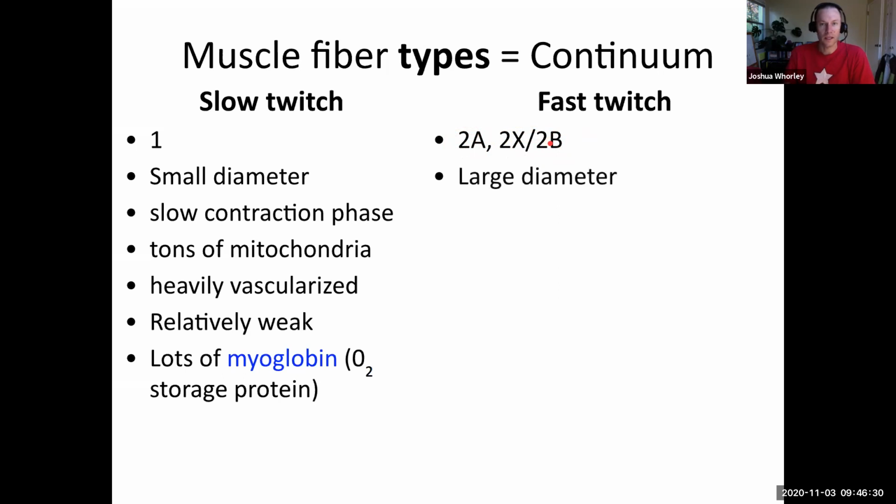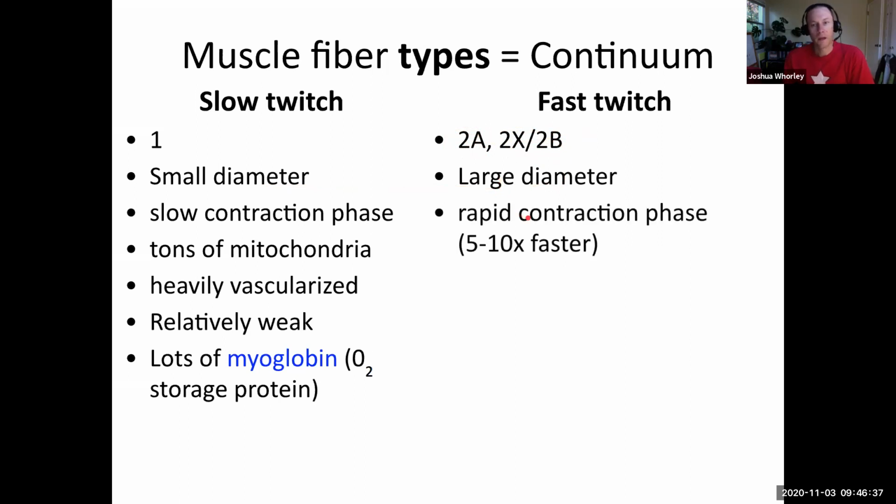So what are these like? These have a large diameter, right? They have a lot of myofibrils and a lot of myosin heads within those myofibrils. They have a fairly rapid contraction phase, about 5 to 10 times faster than slow twitch. So about 5 times faster and about 10 times faster than slow twitch fibers. So they're very good at contracting very quickly, right? So you should be thinking to yourself, okay, large diameter, probably pretty strong, stronger than these anyway, because they got more myosin. You should be thinking these are probably active during very rapid movements, right? So sprints, because they contract a lot faster.